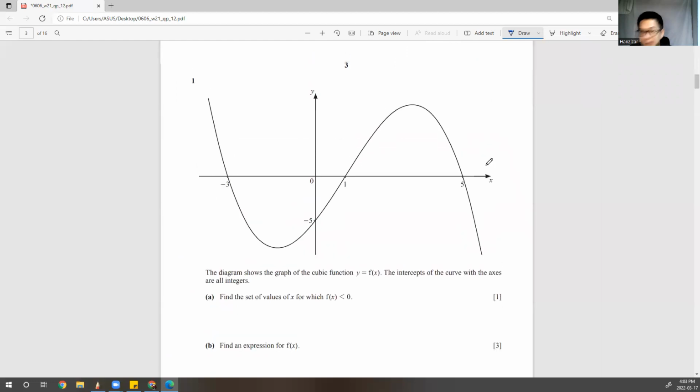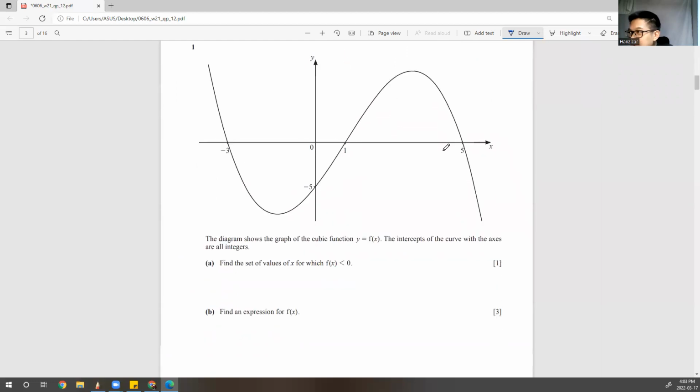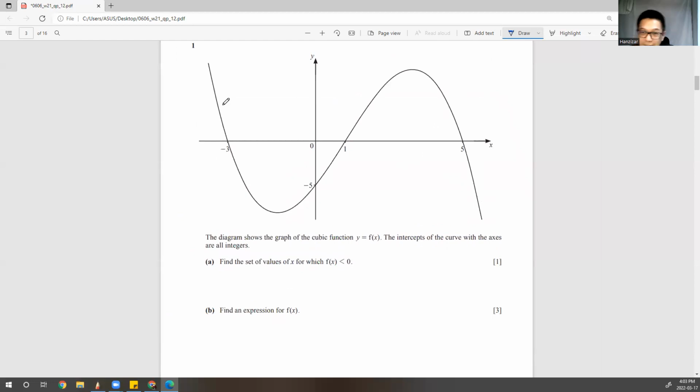Right, now for number 1, let's see. The diagram shows the graph of the cubic function. The cubic function has two extreme points. A cubic function, power 3, when you differentiate, you will get two stationary points. For power 4 polynomial functions, you have 3 stationary points. So you just differentiate, subtracting 1 from the power, to get the stationary points.